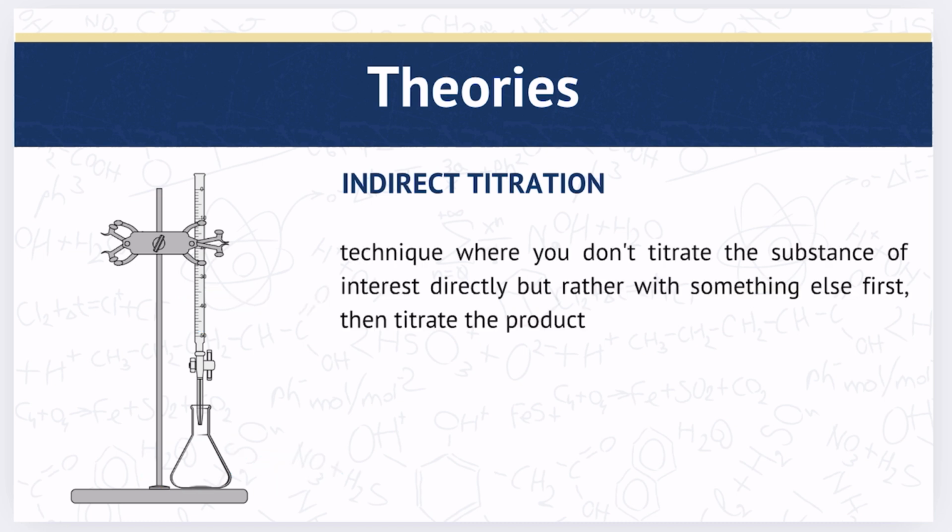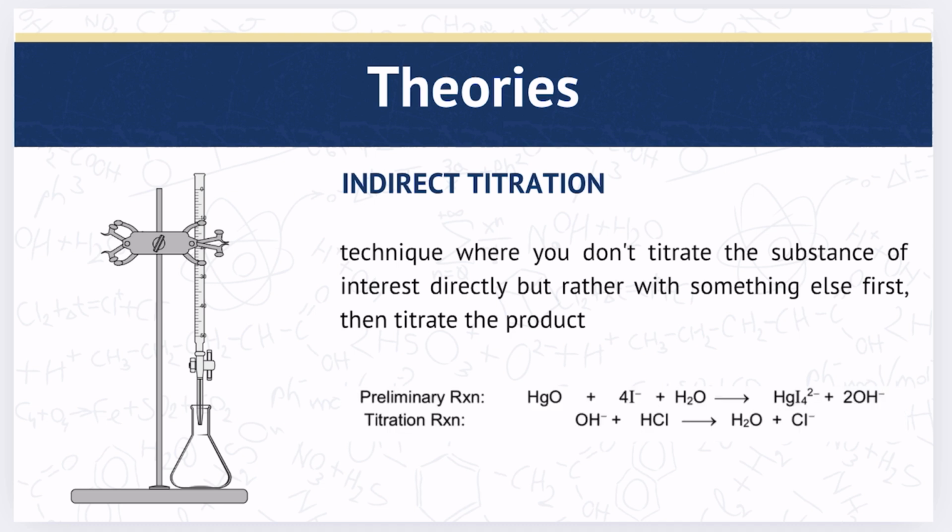So to give it a more formal definition, indirect titration is the technique where you don't directly titrate the substance of interest, but you rather react it with something else first, and then that product you get is what you titrate with your substance of interest.